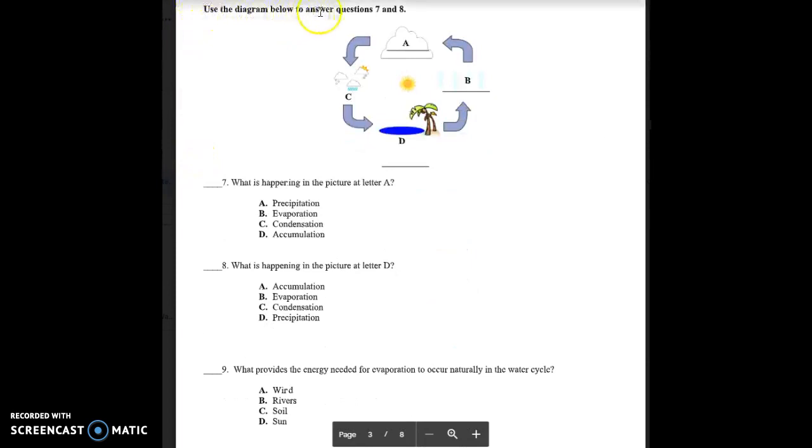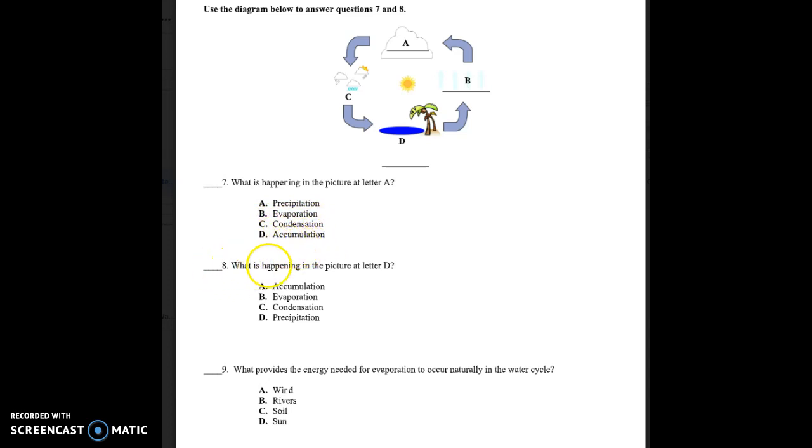Use the diagram below to answer questions 7 and 8. Number 7. What is happening in the picture at letter A? A. Precipitation. B. Evaporation. C. Condensation. D. Accumulation.